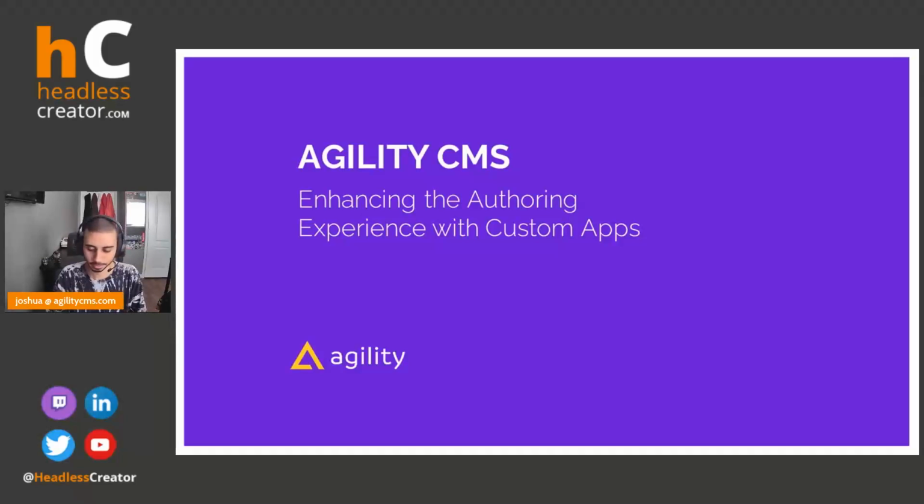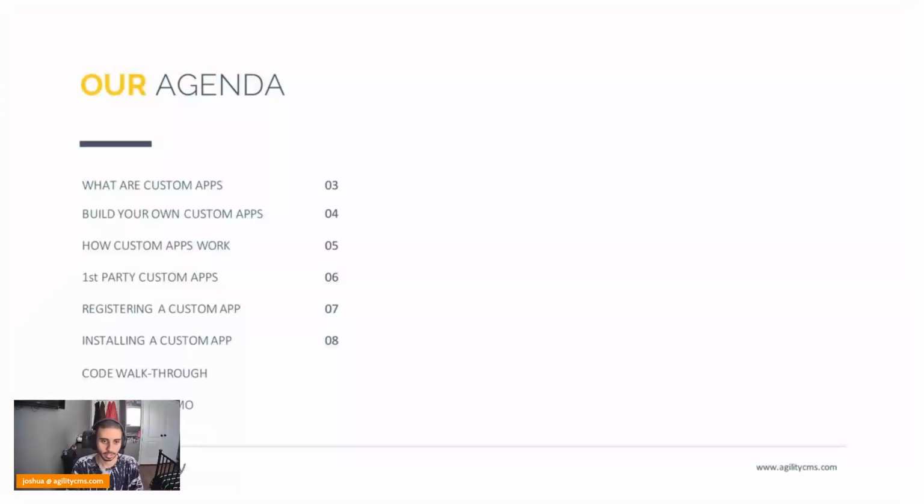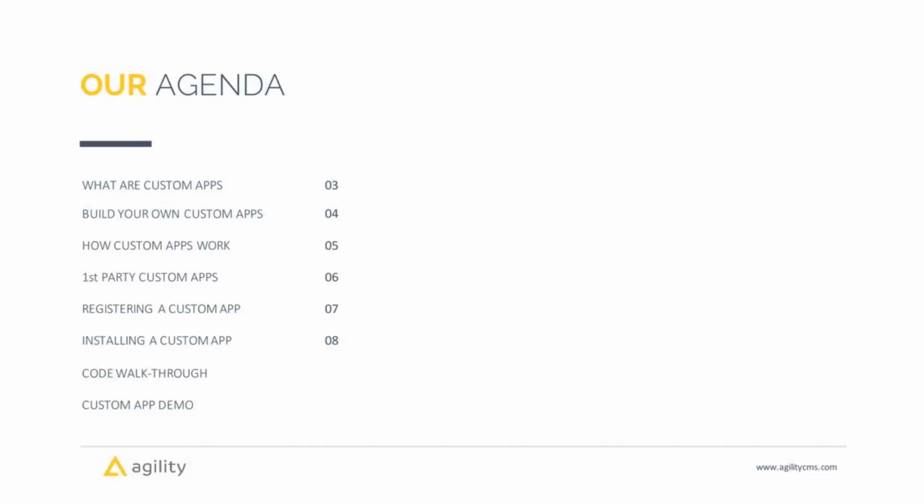Cool. Thank you, Marcelo. Today we're going to be talking about how we can enhance the authoring experience using custom apps in Agility CMS. Here's our agenda. We'll be talking about what custom apps are, how you can build your own, how they work behind the scenes, and some first-party custom apps that Agility CMS supports. We'll also dive into how you can register and install your own custom app in the content management system, as well as doing a quick code walkthrough and custom app demo.